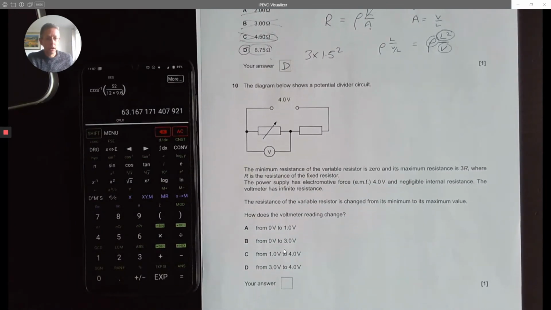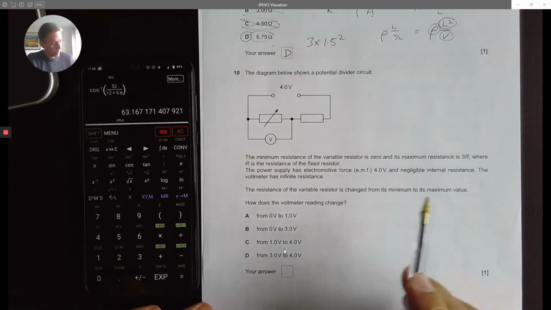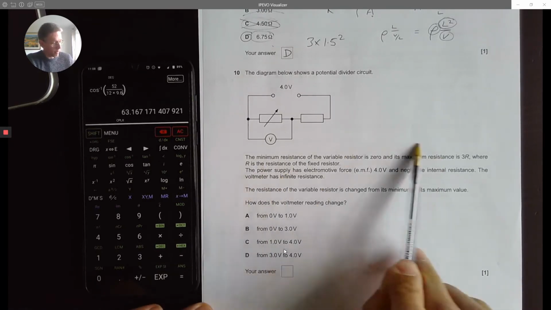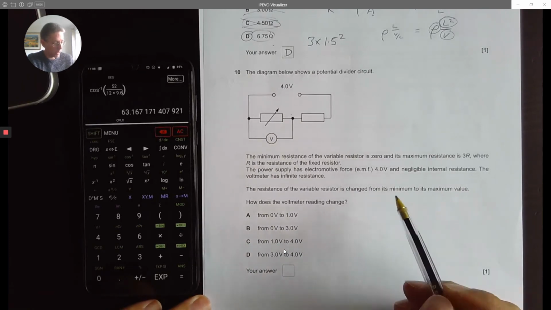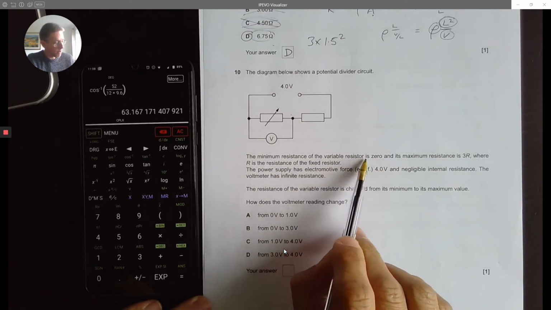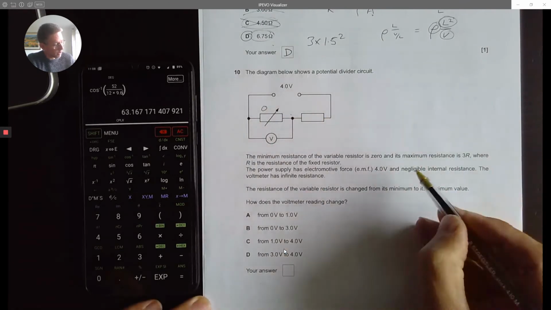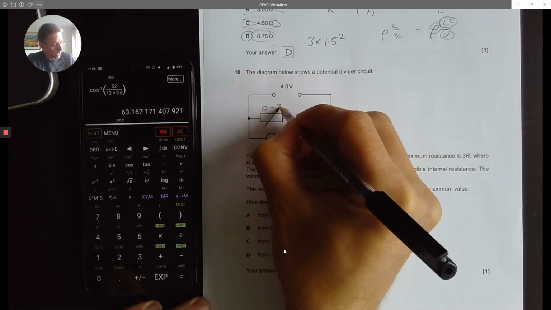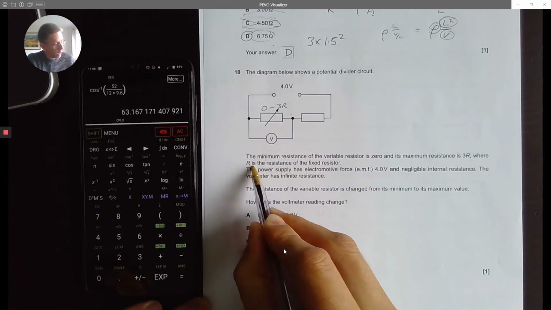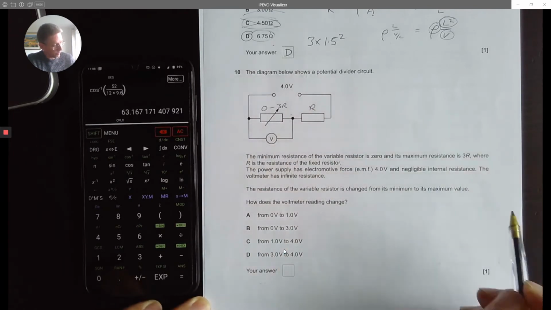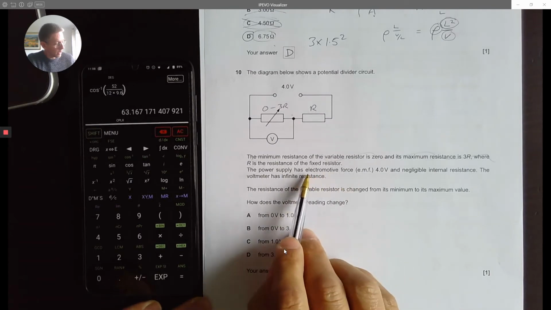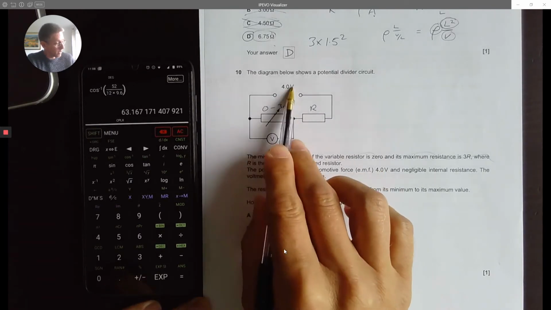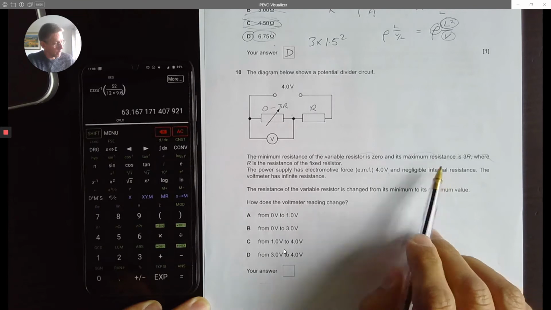Okay, question 10. So when you see a lot of information like this, you should start transferring it onto the diagram so you don't have to read it twice. So the minimum resistance of the variable resistor is 0, so it goes from 0, and its maximum resistance is 3R, and R is the resistance of the supply. So I don't need to read that again now. The power supply has an EMF of 4 volts, that's already on the diagram, and negligible internal resistance, it's not there, I'm just going to ignore it.